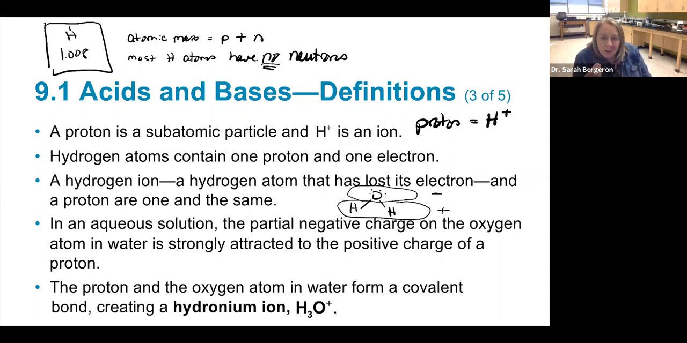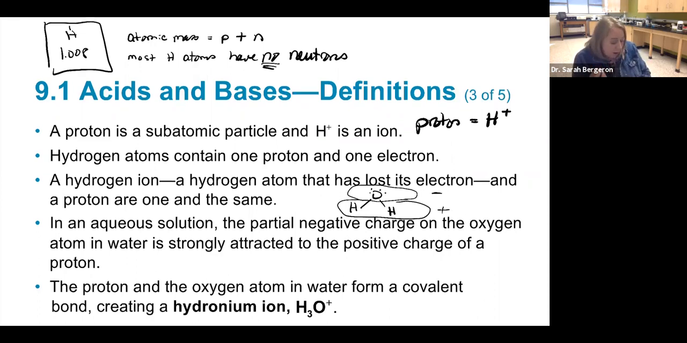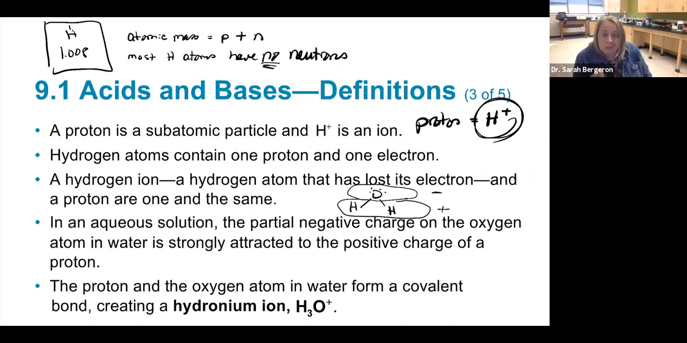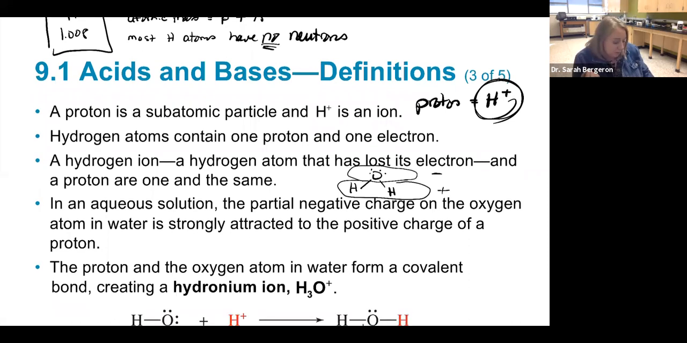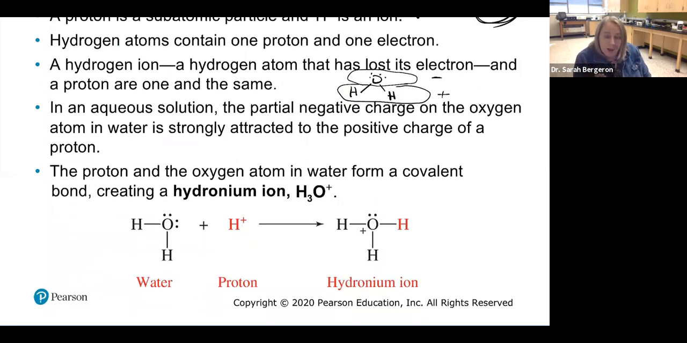So that partial negative charge on our oxygen atom is strongly attracted to this positively charged proton or hydrogen ion, however you want to say it. And so what happens is that the proton and the oxygen atom are actually going to form a covalent bond. And so you're going to end up making what's called the hydronium ion. Now, the hydronium ion is charged, just like an H+. It has the same charge as an H+. So H3O+ has a charge of +1.